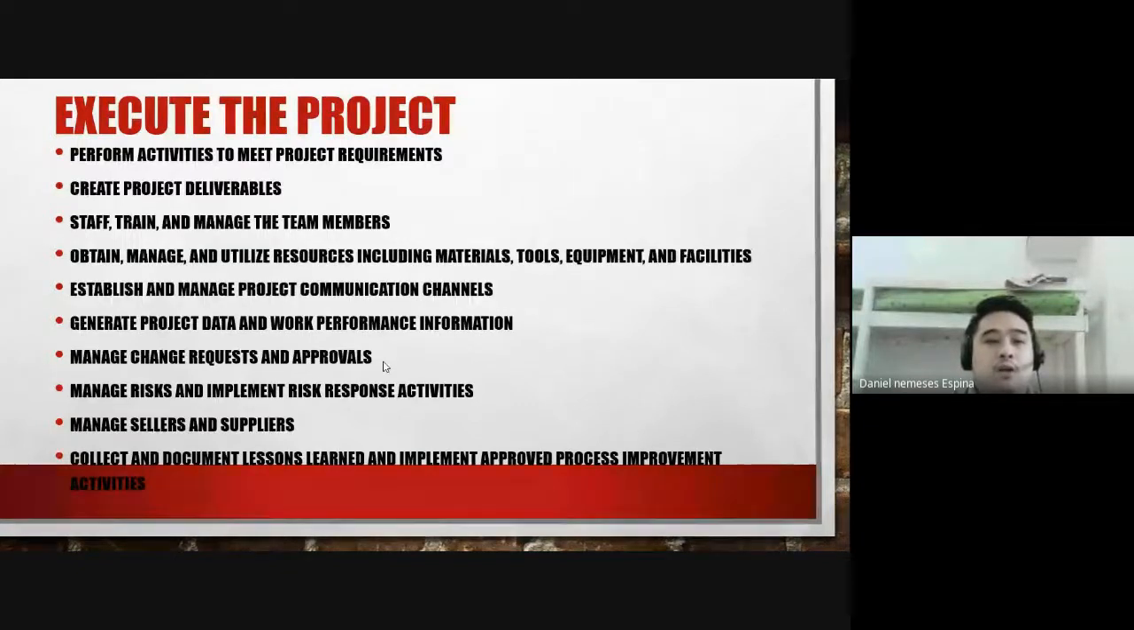So, every now and then, your activities should be documented or written down so that this can be part of your lessons learned register or document, okay? So that you will replicate what are the good things that you have done while executing the project and what are the wrong decisions, okay? So that the next time it can be corrected, and implement approved process improvement activities. So what are the things that can be improved, okay? And what are we doing good so far?